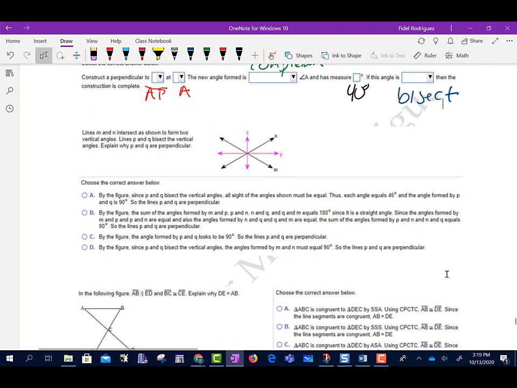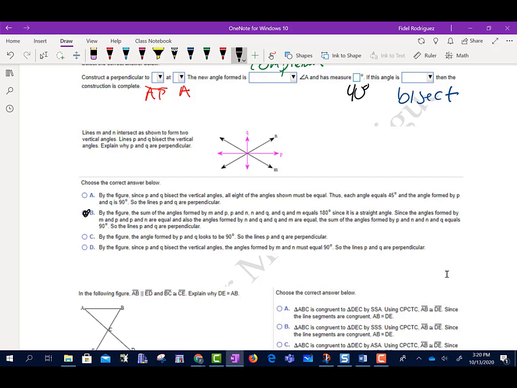All right. So it says lines M and N intersect as shown to form two vertical angles. Lines P and Q bisect the vertical angles. Explain why P and Q are perpendicular. Okay. So let's see. It says, so if we know that we have vertical angles here, right? These are bisecting the vertical angles.